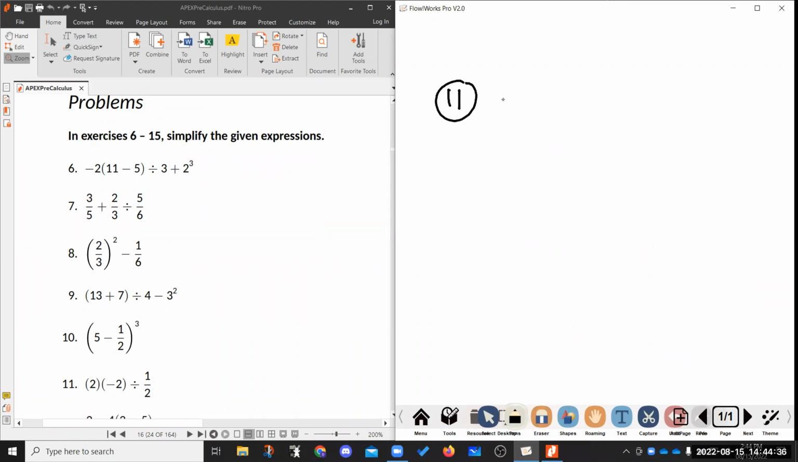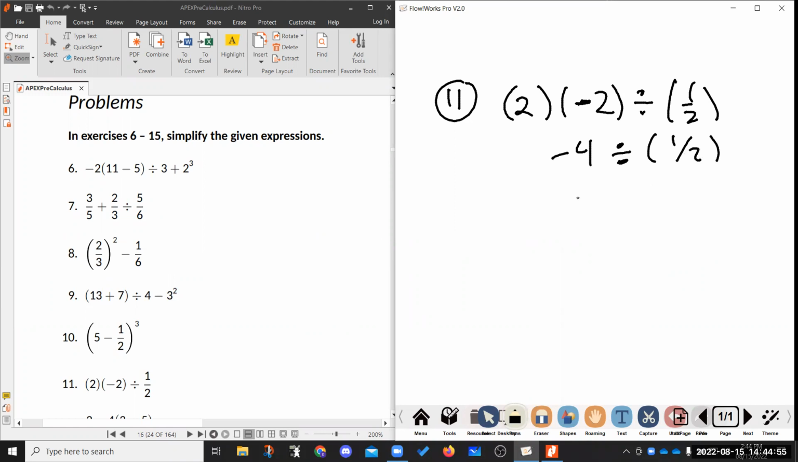Number 11 is 2 times -2 divided by 1/2. So 2 times -2 happens first because it's to the left. That's a -4 divided by 1/2. It's going to be a -4 times 2 over 1, which is 2. So that's a -8.